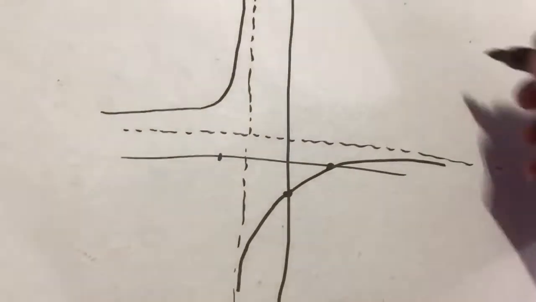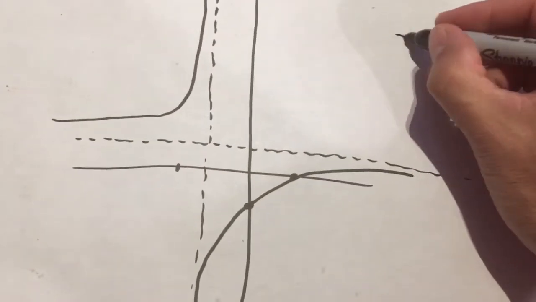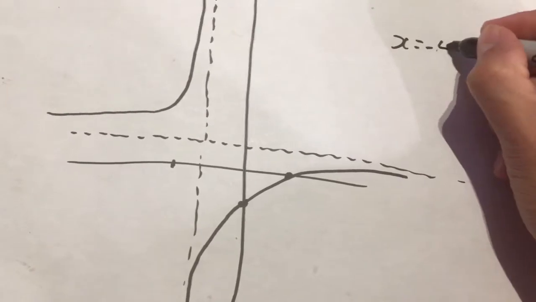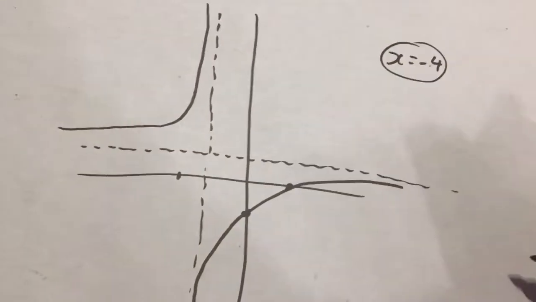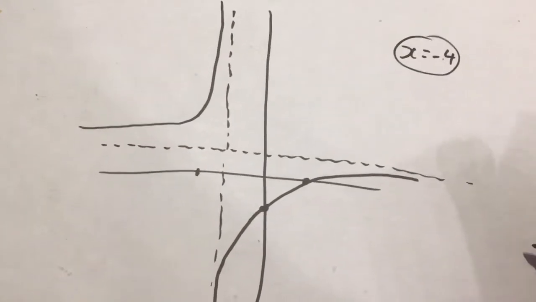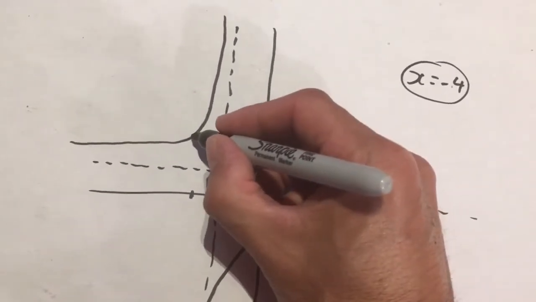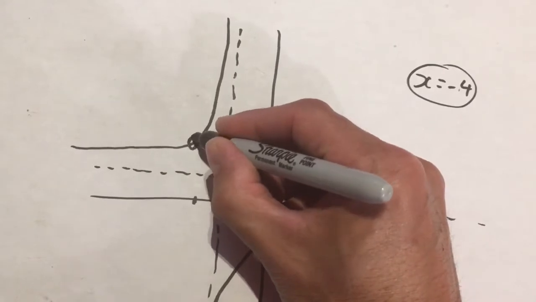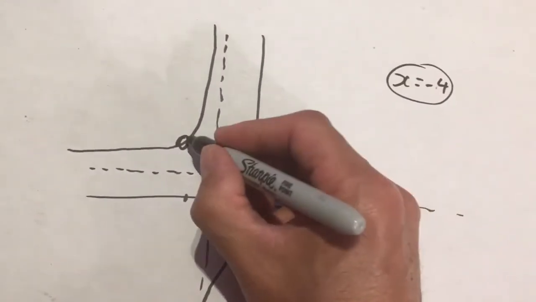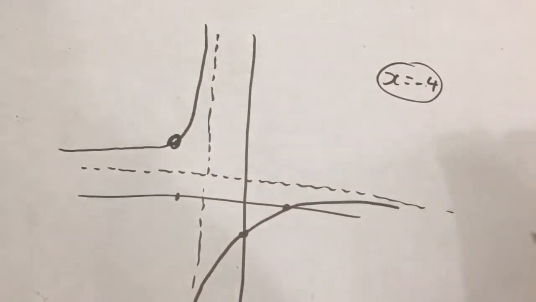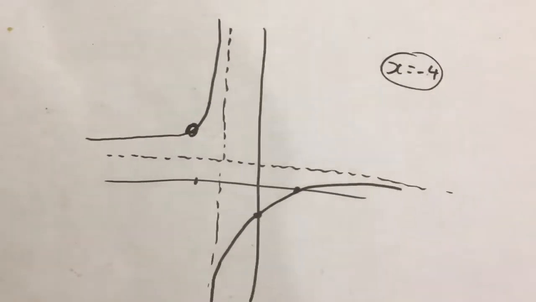Now remember, we had stated earlier that the point x equals negative 4 is undefined. And we indicate that on the graph by going over to the location where x is equal to negative 4, and we draw a circle here, indicating that there's a hole in the curve. It is not continuous at that point.